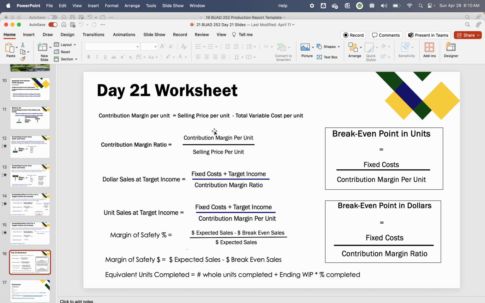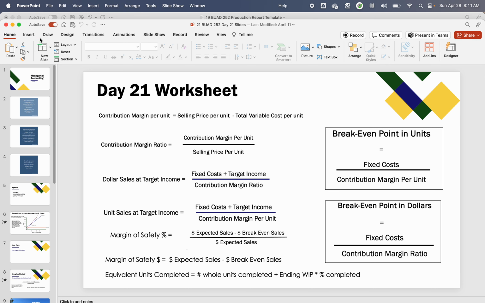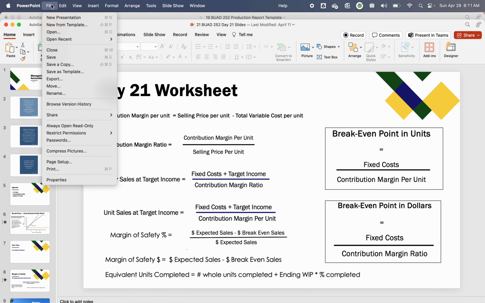And so we're finding the contribution margin. The contribution margin is, and I'm going to go back to the slides here. Here's the formula: selling price per unit minus total variable cost per unit. And the idea here is, let me see if I can open it.